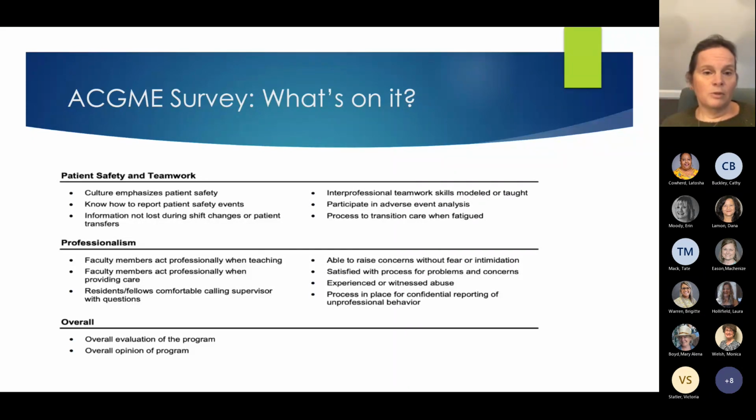When they look at professionalism, they look at the faculty, and whether they act professionally when they're teaching and when they're providing care. Are they comfortable talking to their supervisors with questions? Can they, again, raise concerns without fear of retribution? Are they satisfied with the process they have for solving problems or concerns? Have they seen or witnessed abuse or mistreatment, and is there a process in place for confidential reporting of unprofessional behavior? And then the overall program evaluation: would they recommend this program? Would they go to this program again? The overall quality.